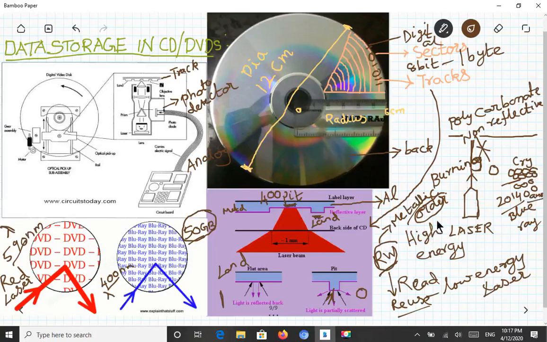So I hope you understand how the data has been stored in CDs, DVDs, and what is the difference between Blu-ray disc, normal DVD, and rewritable and one-time writable CDs and DVDs.